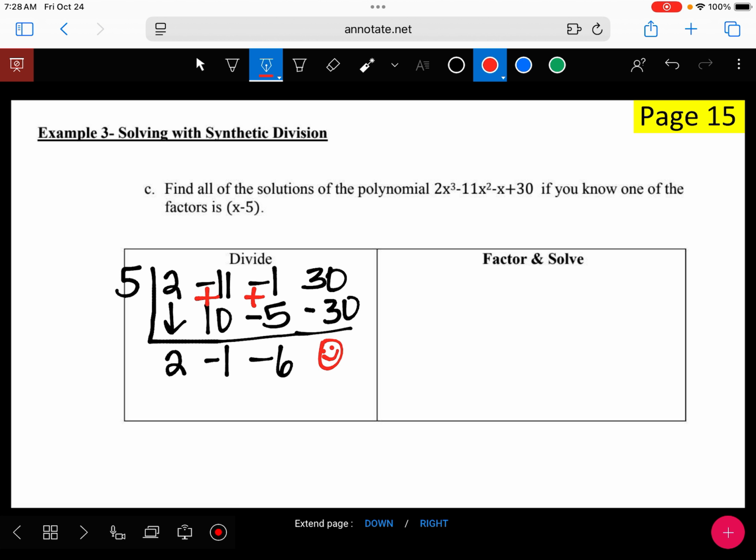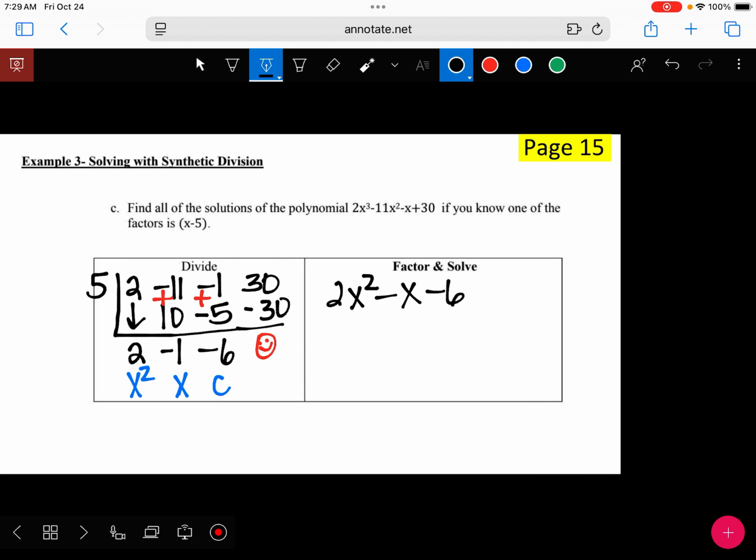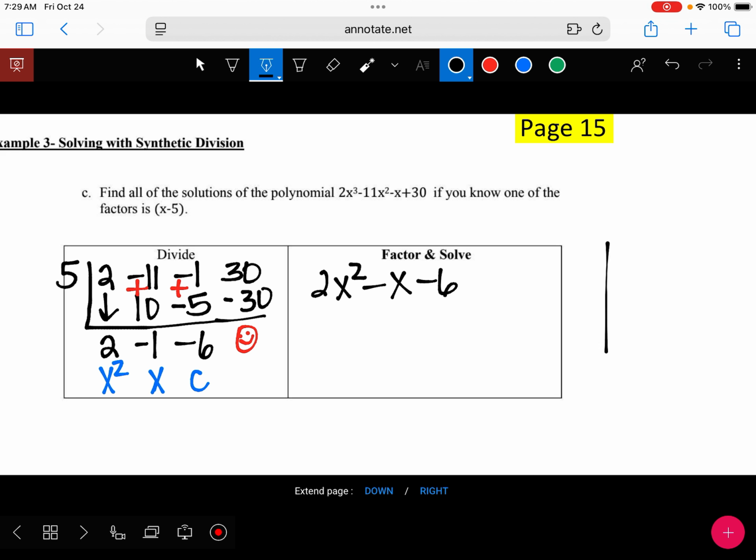Yay. All right, so this is my x squared. This is my x. This is my constant. So I have 2x squared minus x minus 6. Now this time, unfortunately, because a is 2, we will have to make our box. So let's go ahead. I'm going to give myself some space off to the side. I'm going to make my box. So this is going to go here. The negative 6 goes here.